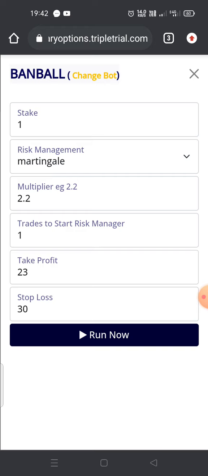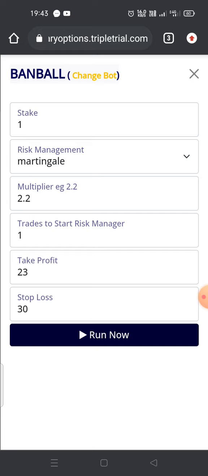If you lose one trade or any number of trades, for example you lose the first one, the stake is 1 and you lose that trade. Then the next trade that will be entered, the stake will increase. We take the previous stake multiplied by that multiplier, so 1 multiplied by 2.2. Now our next stake will be 2.2. If we continue losing, our stake will be multiplied by 2.2 until we win.